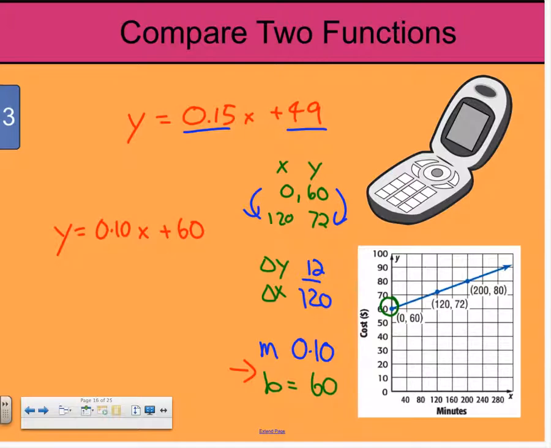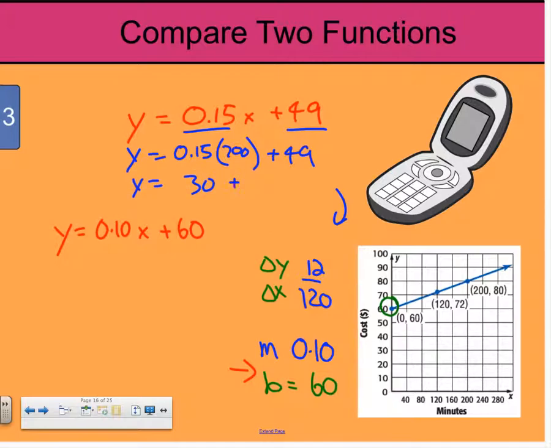So all we have to do is a quick substitution. For the first equation, I'm going to substitute 200. So I have y equals 0.15 times 200 plus 49. Okay? And if I take 200 and multiply it by 0.15, I get 30. So I know y equals 30 plus 49. So after 200 minutes, the cost for Angela would be $79.